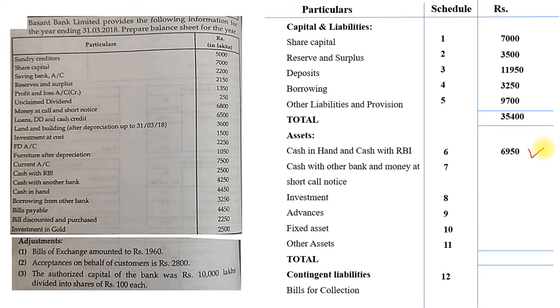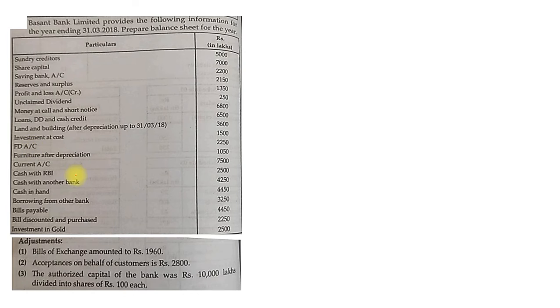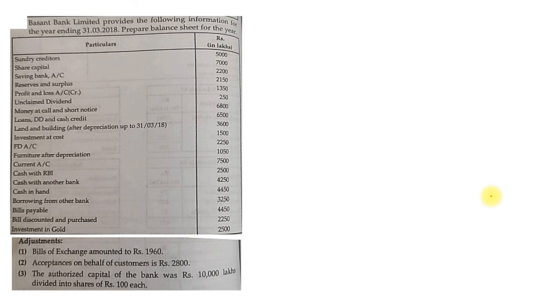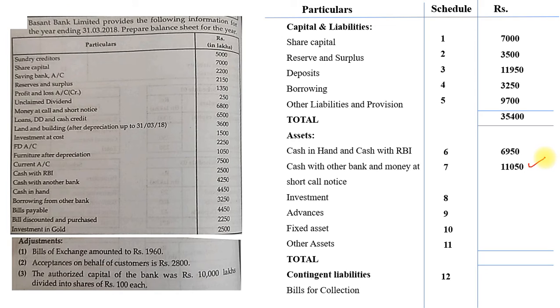Next is cash with other bank and money at short call notice. So let us see that money with other banks. So I can see here cash with other bank and money at call. Yeah, here I can see money at call and short notice. Both the values are there. So we noted down money at call 6,800, cash with other bank 4,250, total comes to 11,050. Schedule number 7. So schedule number 7 pe 11,050.